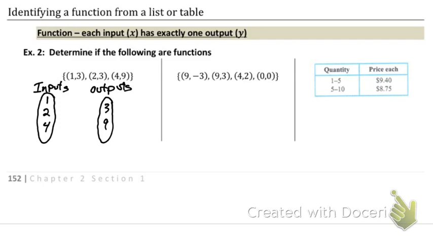1 goes to 3, so think about that as being an envelope. Envelope is going to mailbox number 3, that's okay. 2 also goes to 3. Is that okay? I always forget. Can you put two pieces of mail in a mailbox? Yeah, okay, whew. Then we're still okay. And 4 goes to 9. I didn't have to tear any numbers apart. So this is a function.